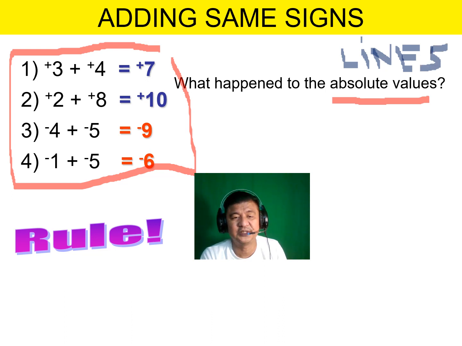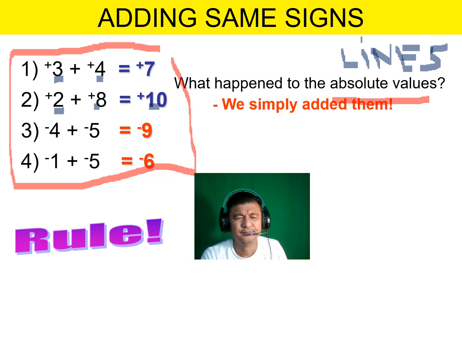What happens to the lines? The line 3 and the line 4, something like that. Then we simply added them. 3 and 4 is a 7. That's the absolute value. 2 and 8 is 10. And then for the negative values, don't think of the signs yet. 4 and 5 is a 9. 1 and 5 is a 6.